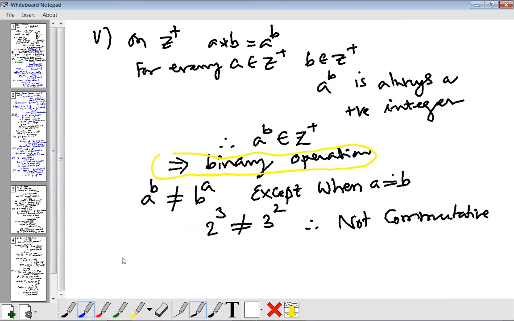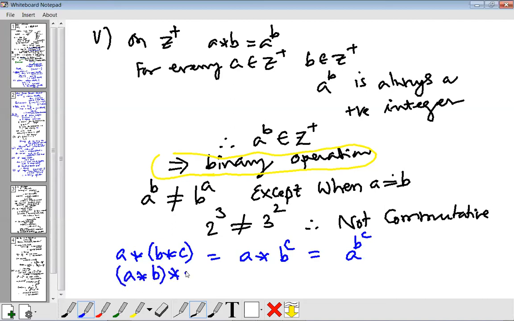Let's check for A star B star C. That's equal to first B star C, that means it is B to the power of C. Then A to the power of B to the power of C. And let's look at A star B star C, that's equal to A to the power of B star C, which is A to the power of B to the power of C. So both are equal, right? Therefore, associative.